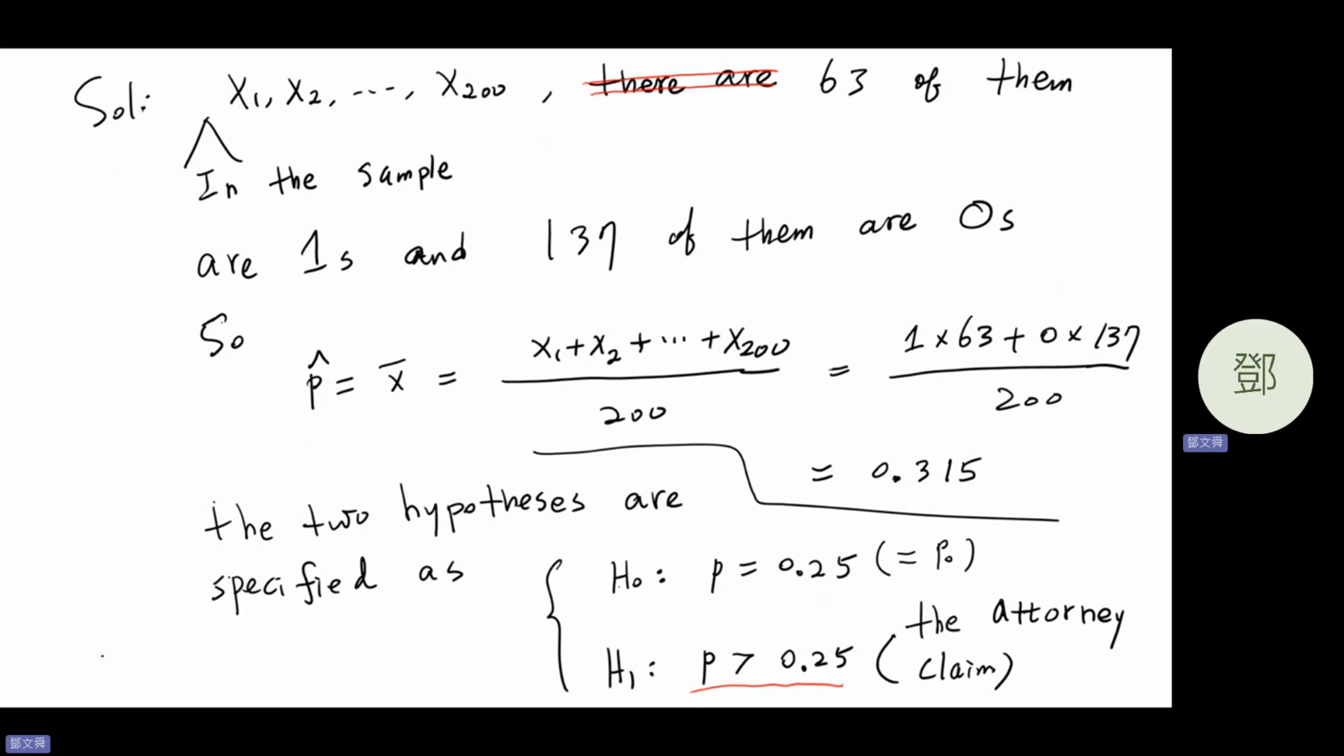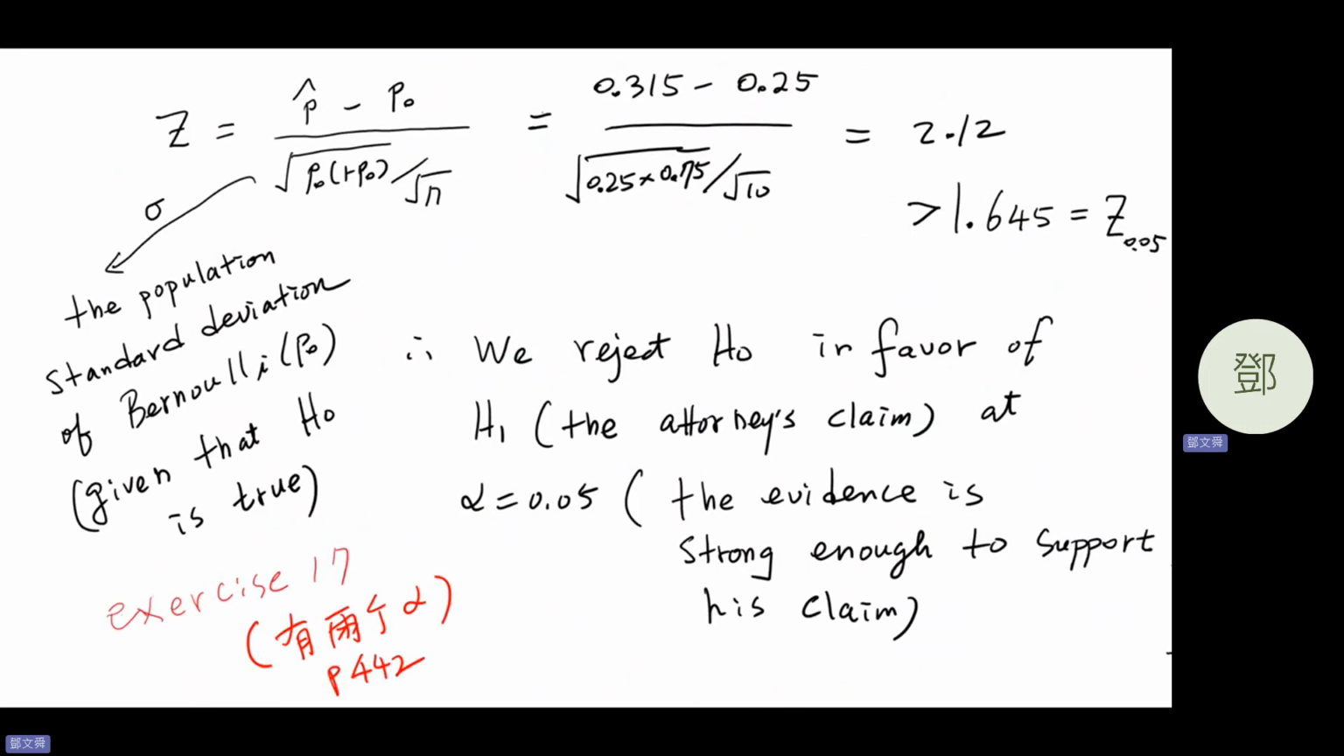If the question is, can we support the alternative claim? Then this one should be placed in the alternative hypothesis. So what is the test statistic? Here I look at the symbol. What am I using? I'm using the proportion, so we should go to the normal table.